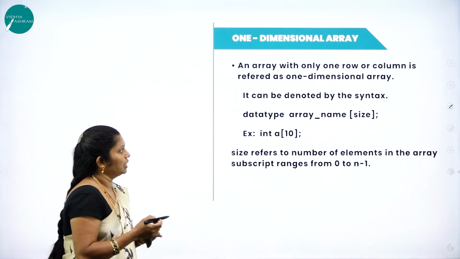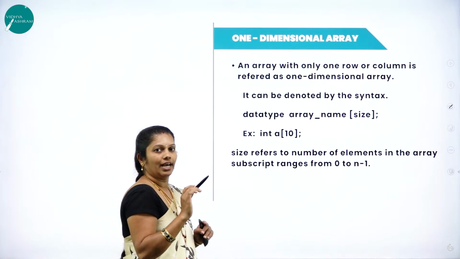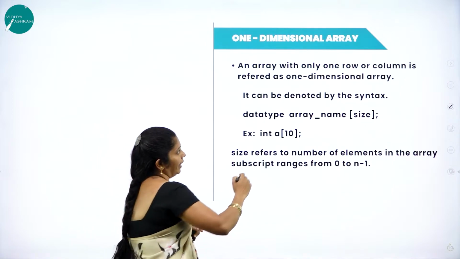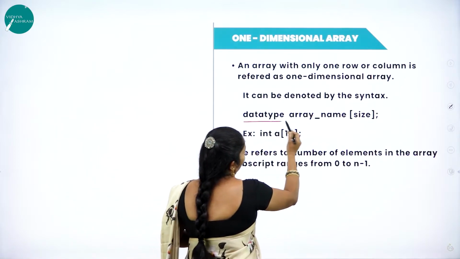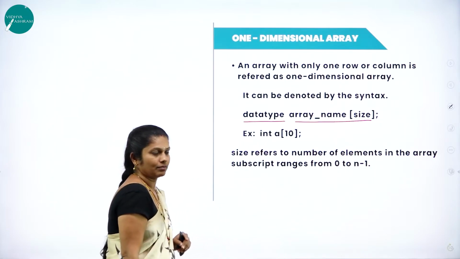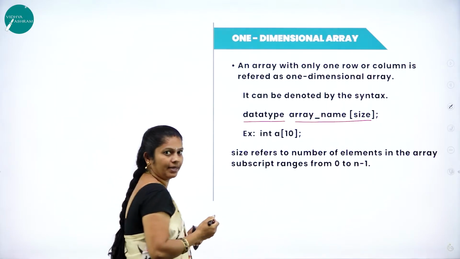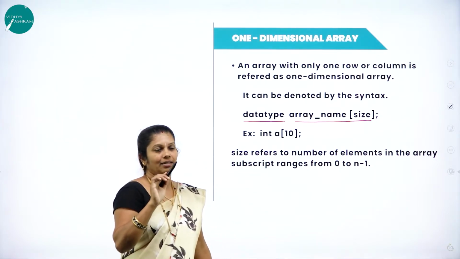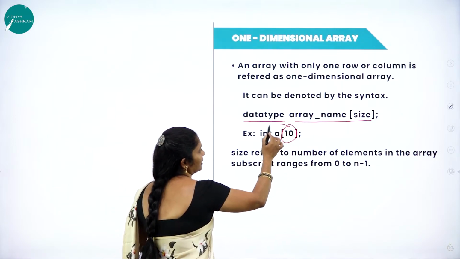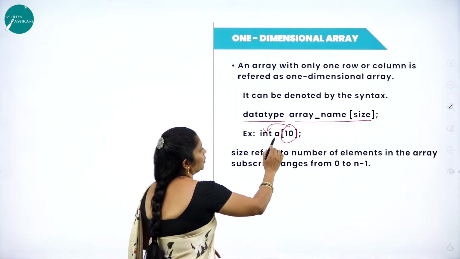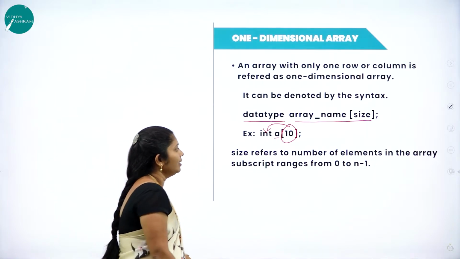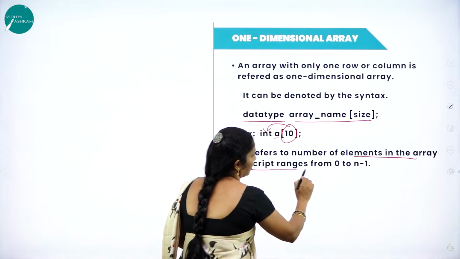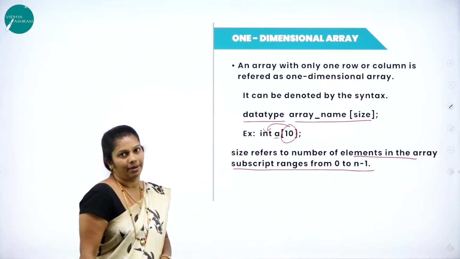Then when we come to the one-dimensional array, already I told you, the array which has only one subscript is called a one-dimensional array. It can be denoted with the syntax data type, array name and then size. See, in the example, the data type here I have given as int, then the array name is A, and the size we have given as 10. That means totally 10 elements, all 10 elements of type integer stored by the same name A. And the size refers to the number of elements in the array, subscript ranges from 0 to n minus 1.